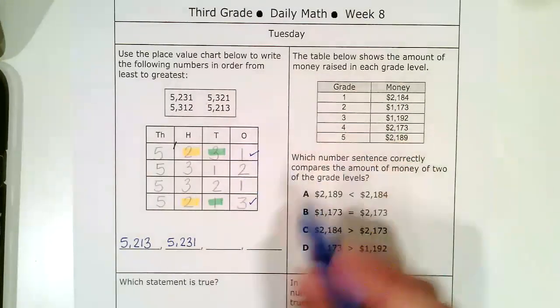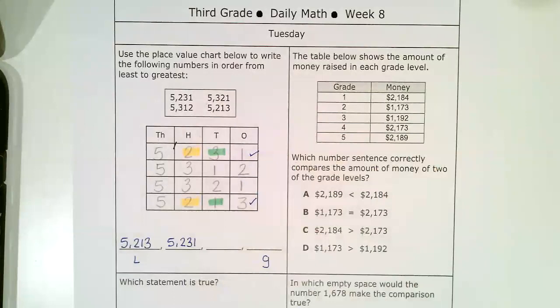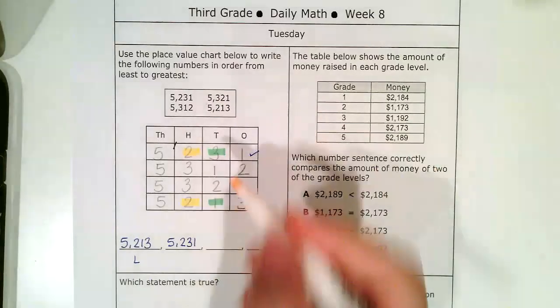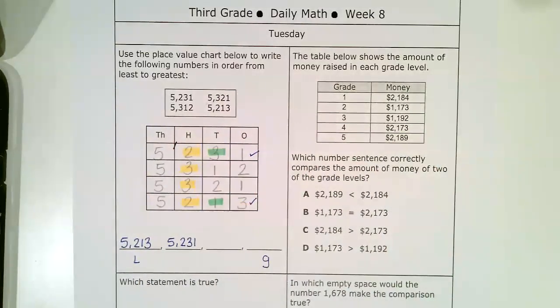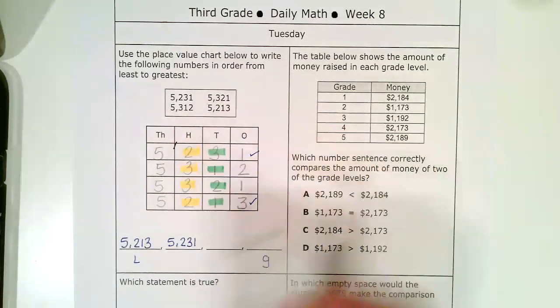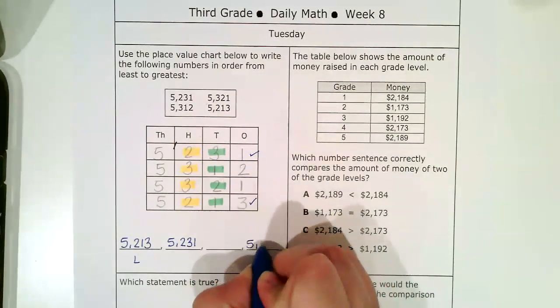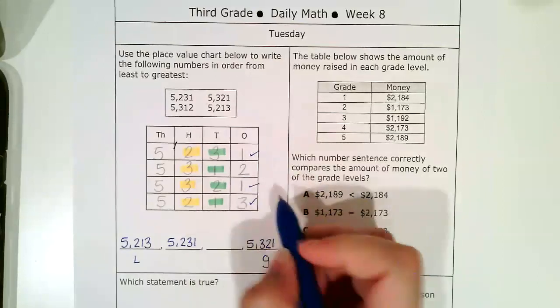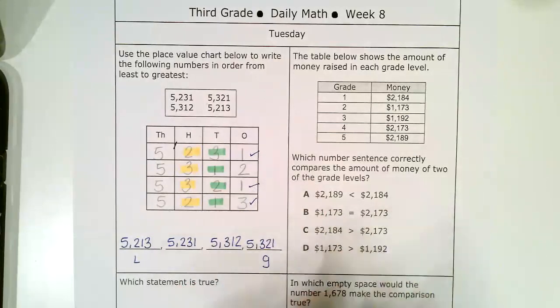Okay, now I have these two numbers left. So this is least and this is greatest. I'm actually going to find the greatest number next. So I'm going to look at the hundreds place. They both have threes. So now I'm going to move to the tens place. And in my tens place, I have 1 ten or 2 tens. So which number would be the greatest? 2 tens is bigger than 1 ten. So out of all these numbers, 5,321 is the greatest. So here would be 5,312. So that was putting them in order from least to greatest.